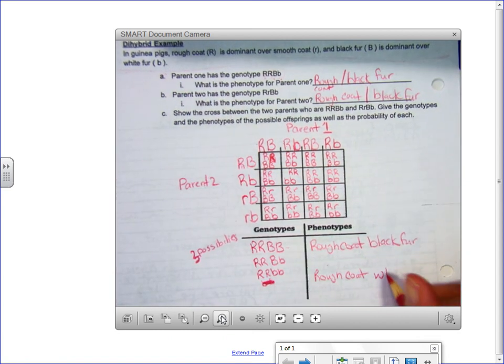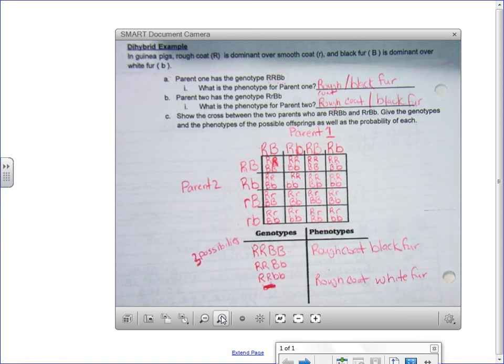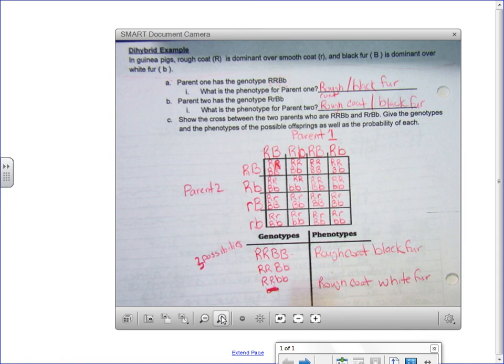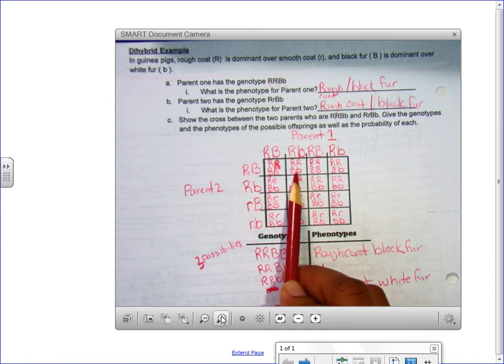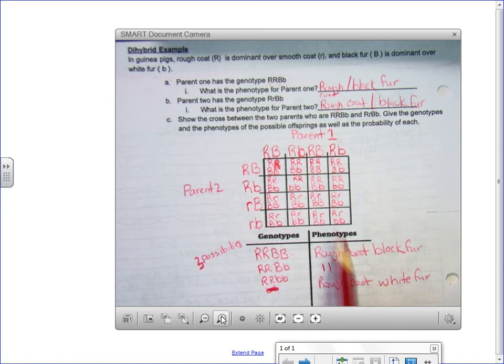Stop rolling your eyes. All right. But not only that, it's asking you what is the possibility of having offspring that are rough coat, black fur, and the possibility of having offspring that are rough coat, white fur. You could put tally marks to count it out. What would this one be? Rough coat, black fur. So that's 1 mark here. What would this be? Rough coat, black fur. What about this one?